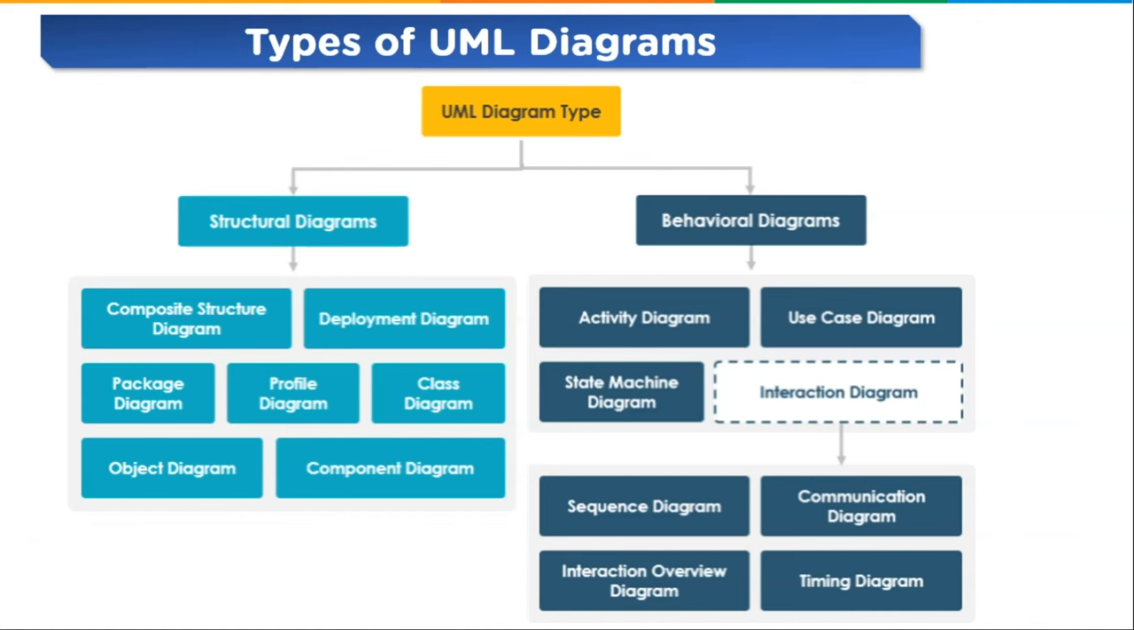So the main types are structural and behavioral diagrams. And below that, we have class diagram, profile diagram, package diagram, object diagram, component diagram. And under behavioral, we have sequence diagram, timing diagram, state machine diagram, and interaction diagram. So these are the main types. Now we'll move to creating a UML diagram.